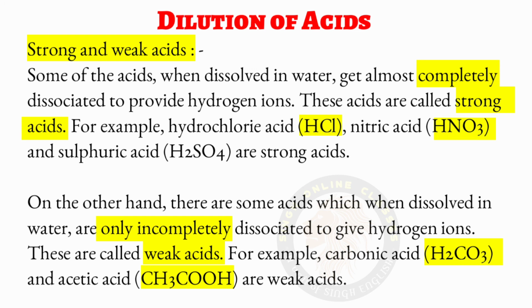Here, dear students, we can say that generally mineral acids are strong acids and organic acids are weak acids. But here there is an exception. Carbonic acid is a mineral acid, although it is a weak acid.